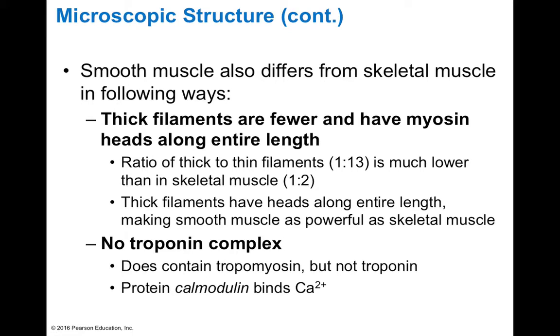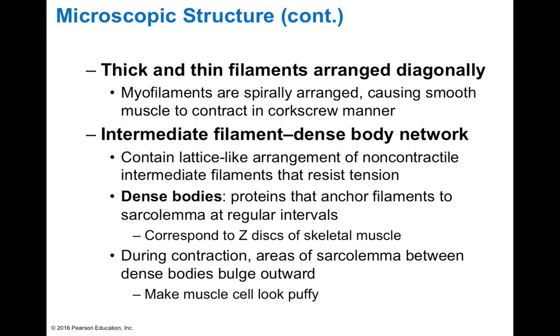And so it's kind of weird here where there is no troponin to bind with calcium. Rather, calcium interacts with another protein called calmodulin, which has a very different role than troponin within the sarcomeres of skeletal and cardiac muscle. Now, thick and thin filaments are arranged diagonally within smooth muscle, which allows for these cells to kind of contract in a corkscrew manner. And because they're diagonal, there's not really a sarcomere, which means that smooth muscle cells don't have striations.